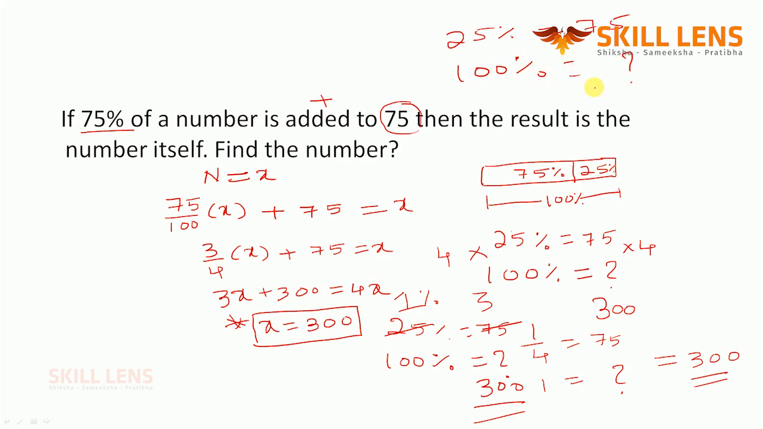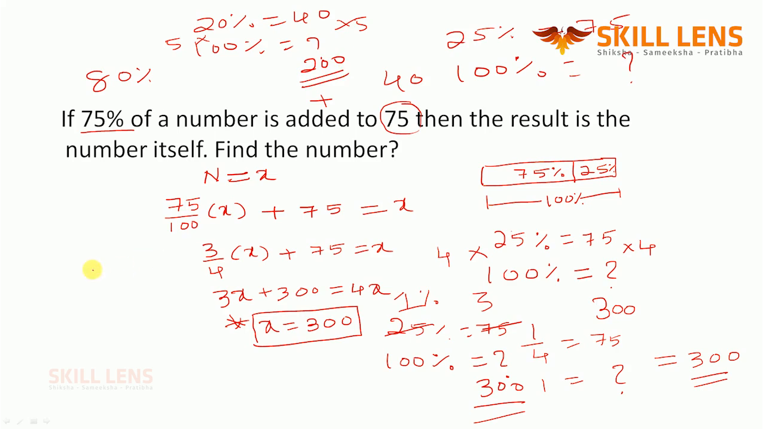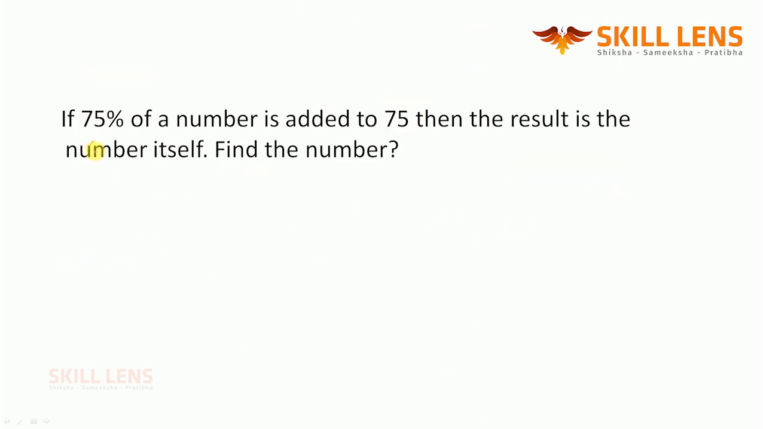That's where your answer is. If they ask you, 80% of a number is added to 40, then how are you going to react? Same question. Out of 100, 80 is gone. Remaining is 20. 20% equals 40. Then 100% equals how much? The calculation is your wish. 20 is becoming 100 by multiplying by 5. Here also times 5. So 5 fours are 20. Then the answer will become 200.